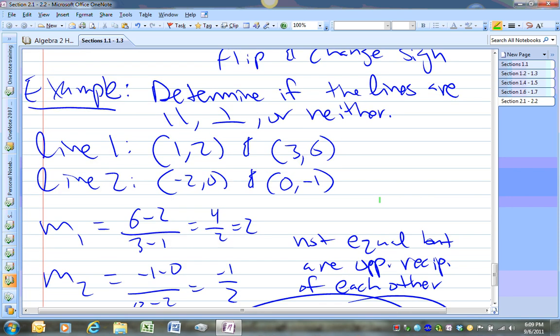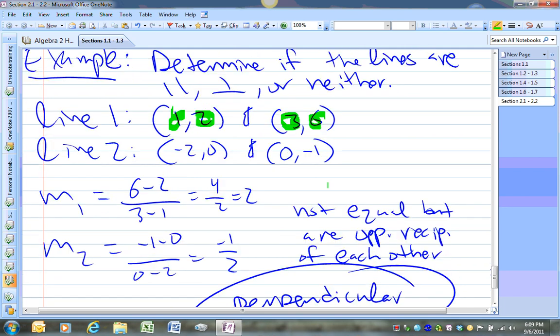So for example, determine if the lines are parallel, perpendicular, or neither. You have 2 points for line 1, 2 points for line 2, so we must calculate the slope for each one. The slope for line 1 will be 6 minus 2 over 3 minus 1, which gets us 2. For the other one, it will be -1 minus 0 over 0. Ooh, good thing I went over this again. 0 minus -2.